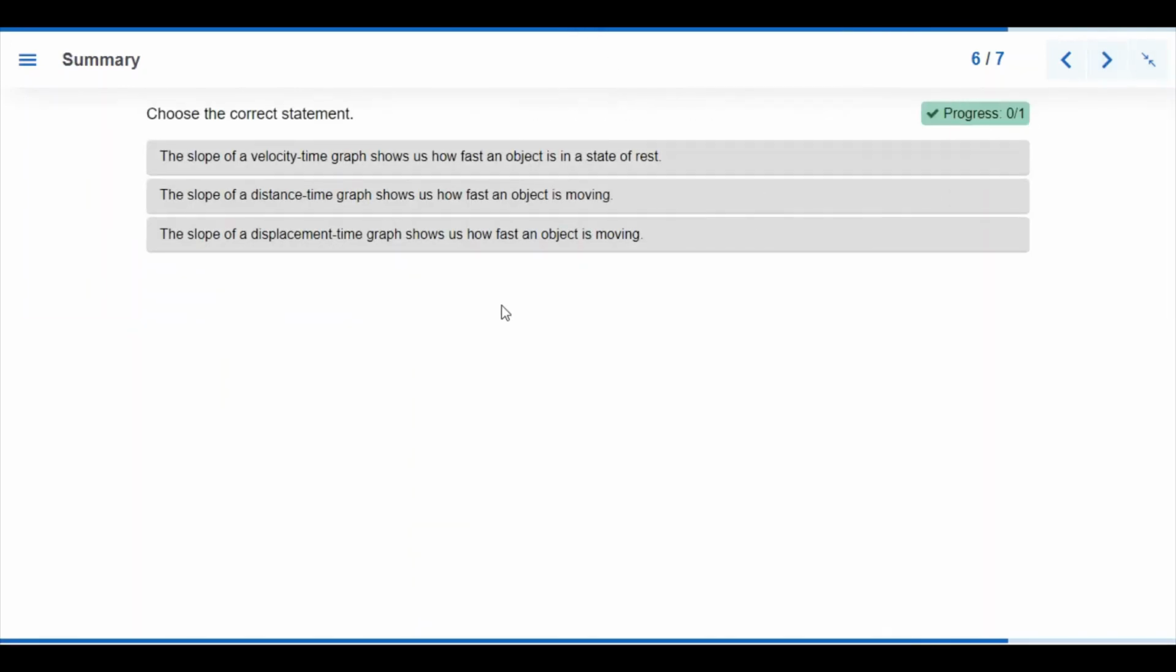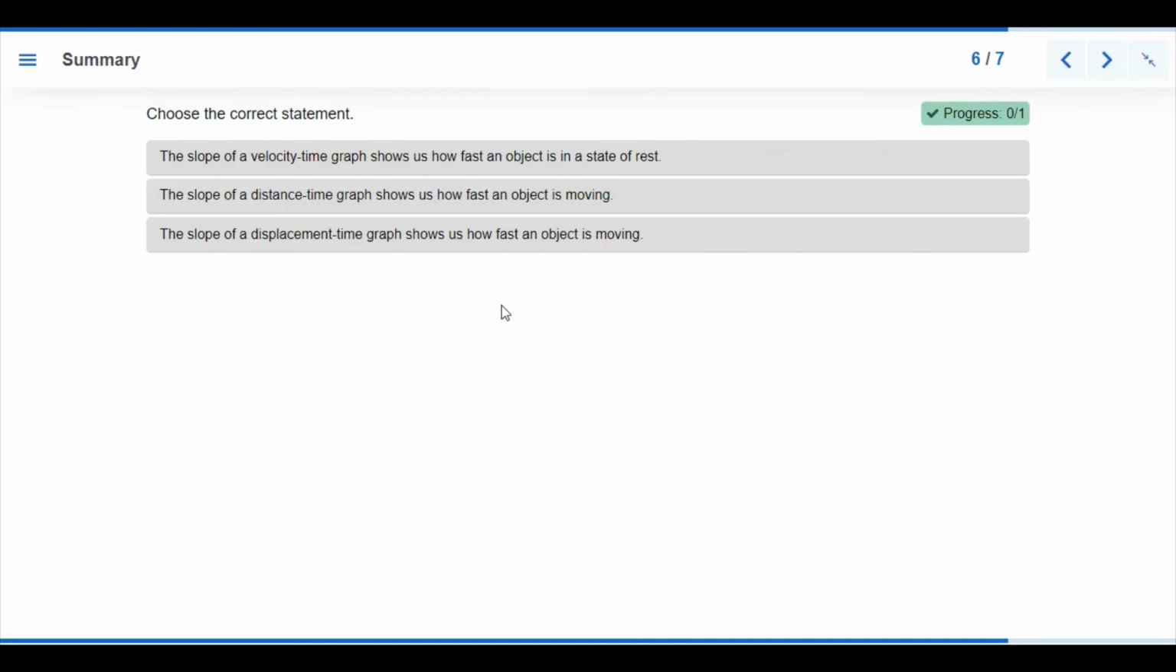Now, to the summary of all what we have done. From my explanation on the first page, dealing with the couch that is moving from point A, B, and C. Now, we have to choose the correct statement. The slope of a velocity time graph shows us how fast an object is in a state of rest. No, an object in a state of rest will not move.